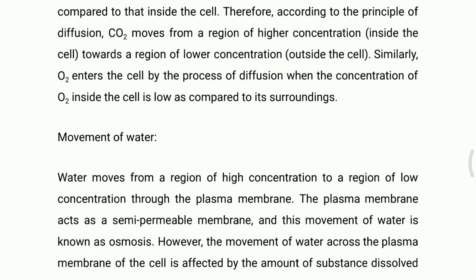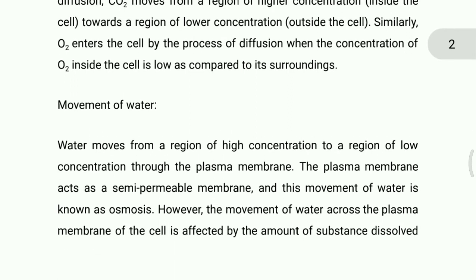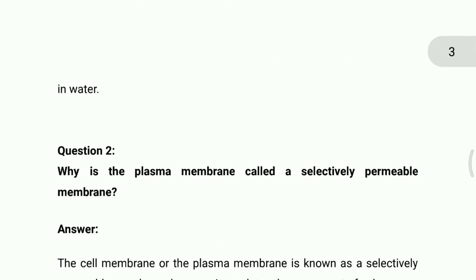Movement of water. Water moves from a region of high concentration to a region of low concentration through the plasma membrane. The plasma membrane is a semi-permeable membrane, and this movement of water is known as osmosis. However, the movement of water across the plasma membrane of the cell is affected by the amount of substance dissolved in water.